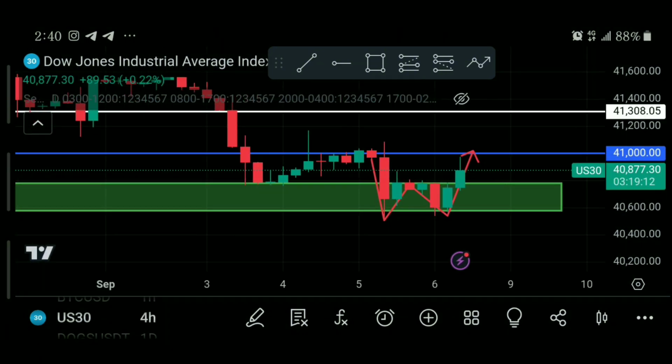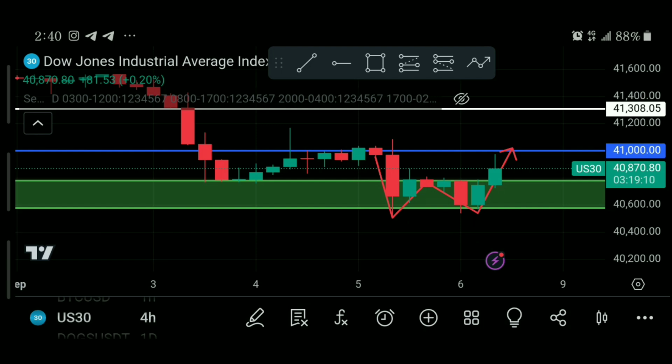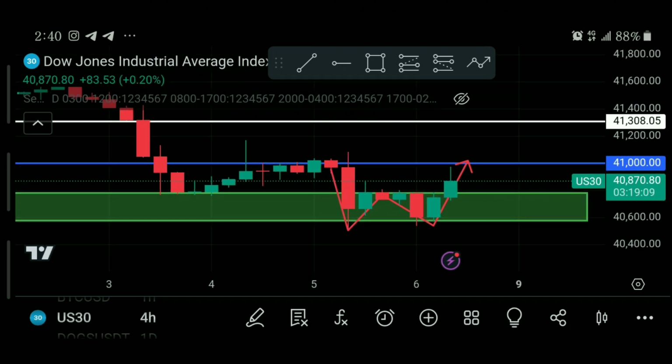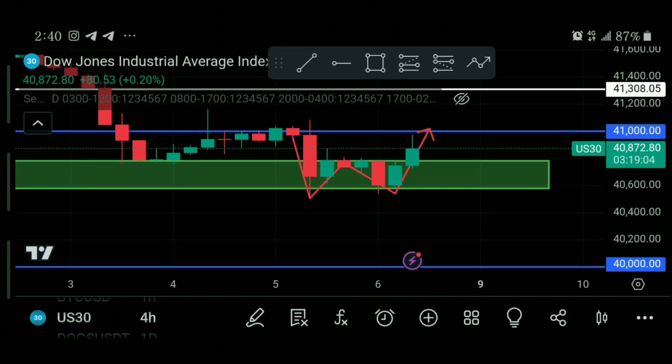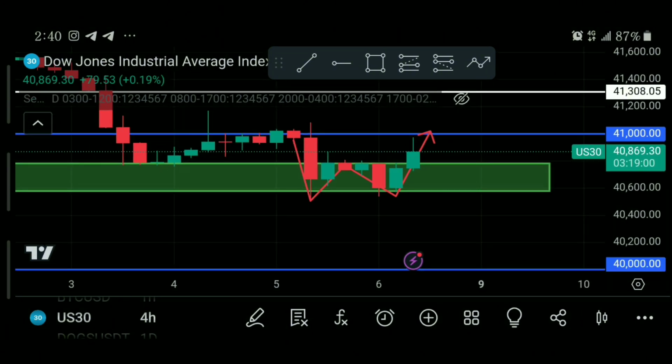So you can see even on the 4-hour time frame, you can see a W pattern. The W pattern is clearly shown here, not like on the 1-hour chart. So here on the 4-hour time frame, we can see the W pattern is completely formed. Yeah, the neckline has been broken.